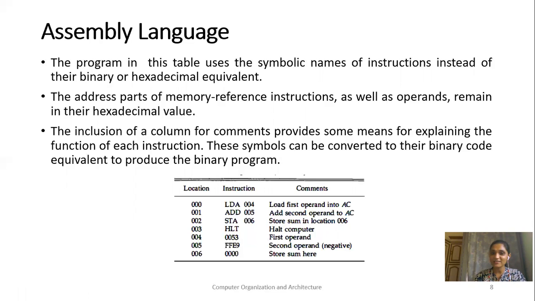Now you can see these four lines represent just the addition of two numbers. The first number is stored at location 004 and the second is stored at 005. It is just a program of addition of two numbers that you have stored at locations 004 and 005, and you are going to store the result at location 006.